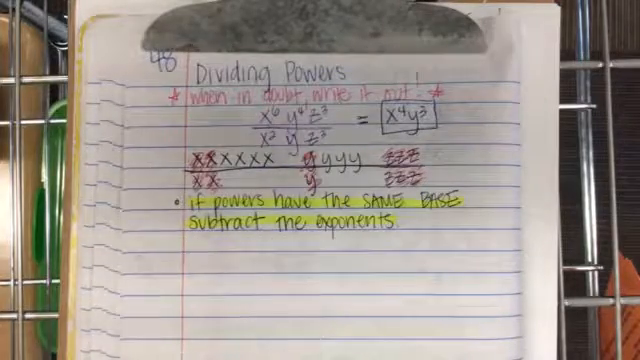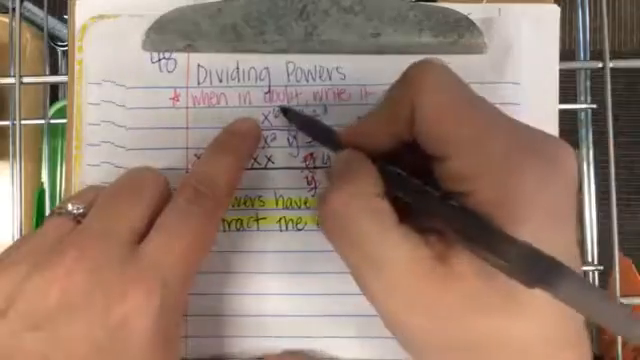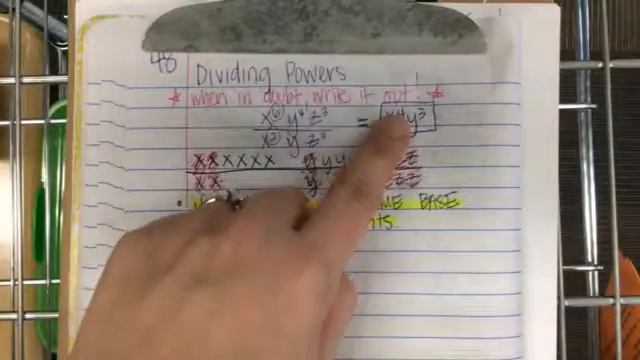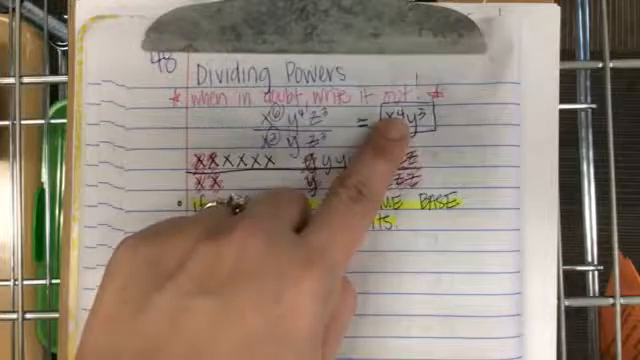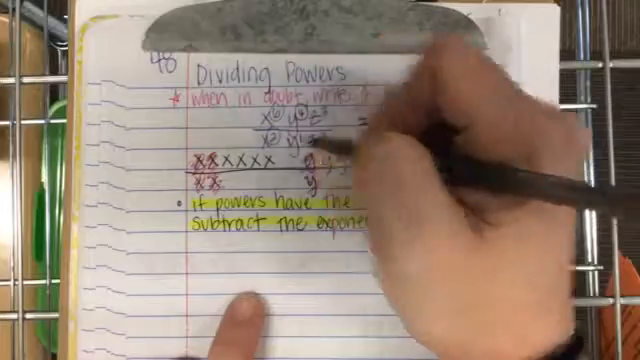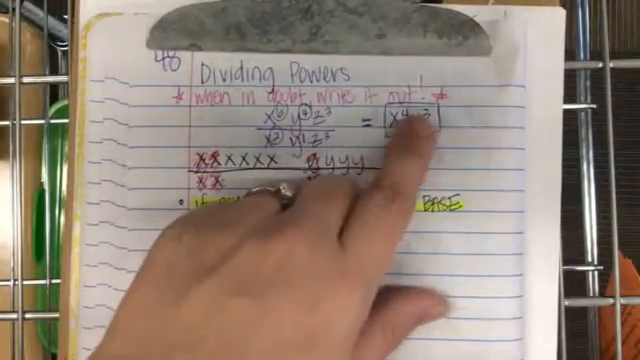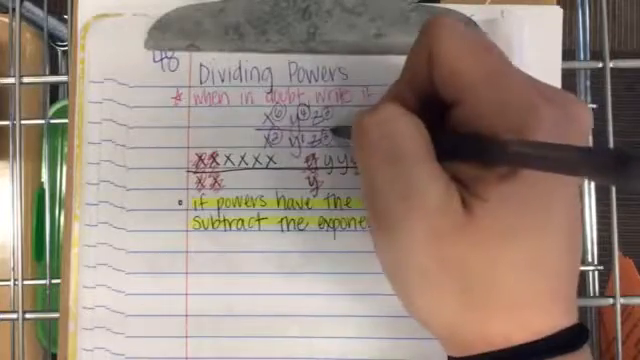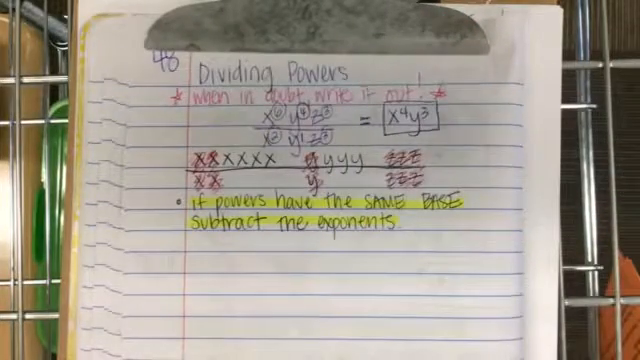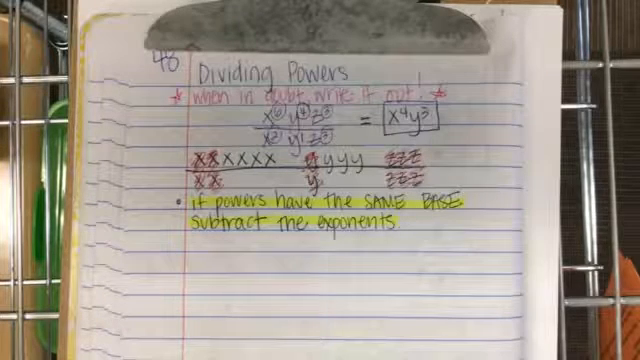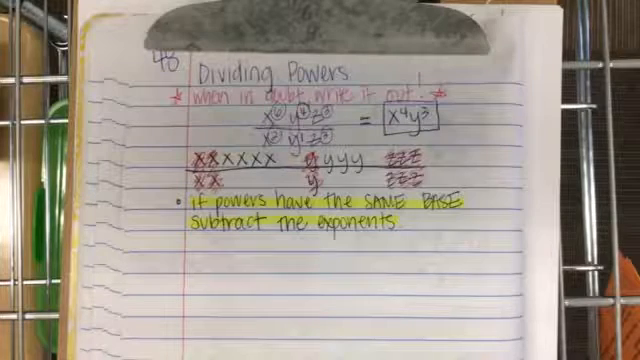And here's what you do, right? Look. 6 minus 2 was 4. Right? And 4 minus 1 was 3. And 3 minus 3 is 0. So do I have to put it if it's 0? No. If it's a 1, do I have to put it? Yes. But if it's a 0, it's gone.